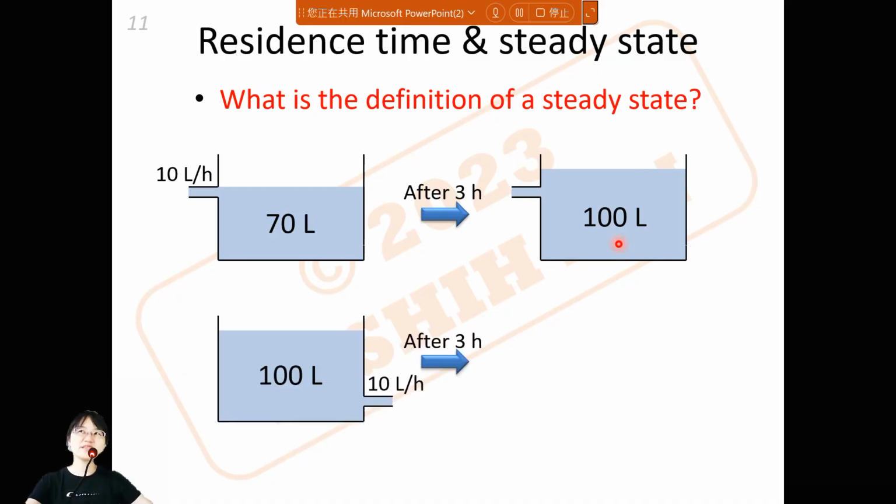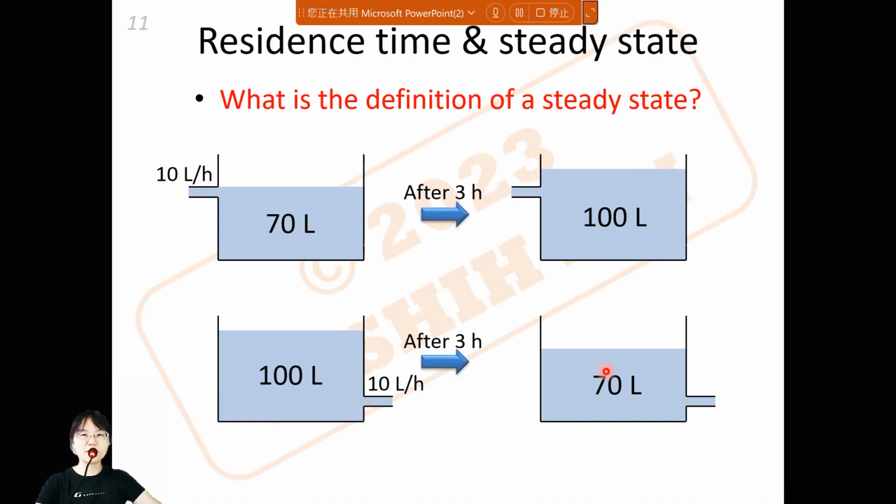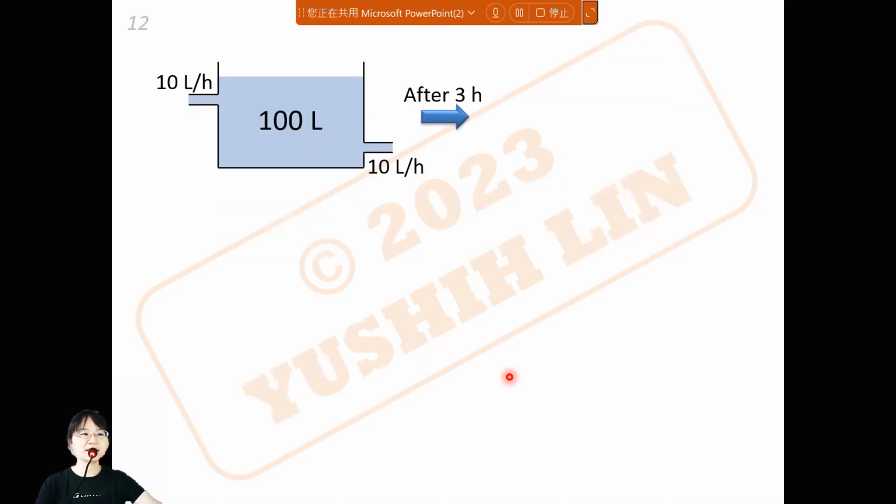Now I have another tank with a volume of 100, and it's draining at this flux. After 3 hours, its volume will decrease to 70. Again, is this system at a steady state? Probably also not. So how do you define a steady state? This would be the case of a steady state.